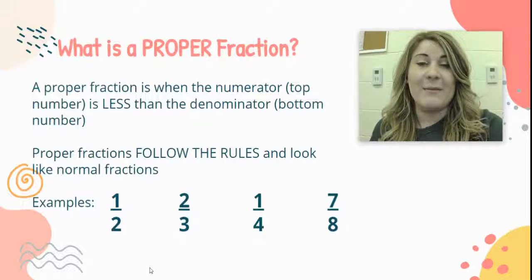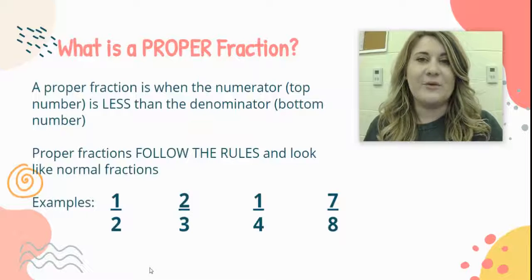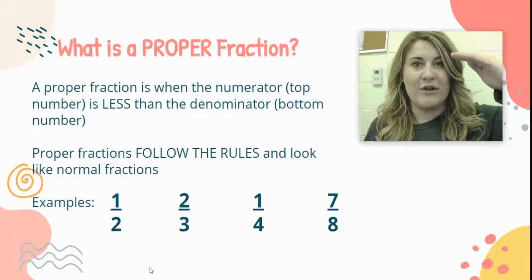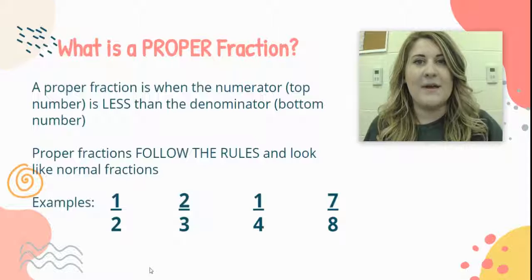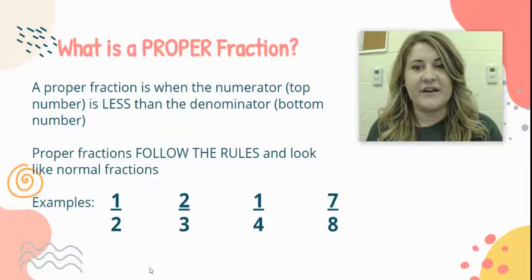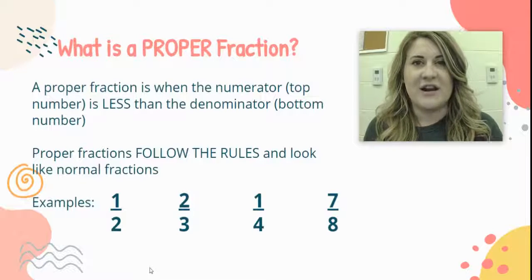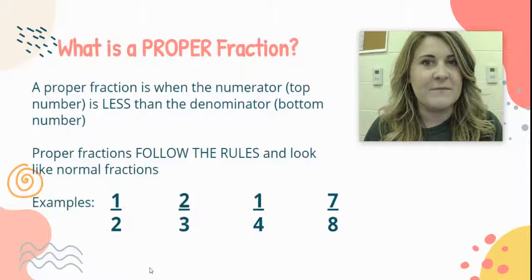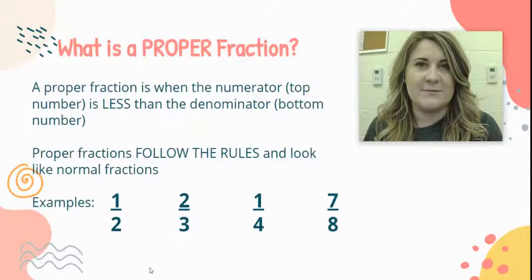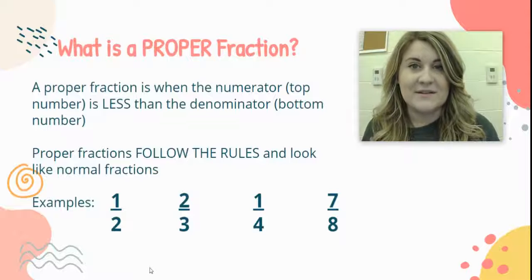Next, let's talk about what a proper fraction is. A proper fraction follows the rules. The rule is that the numerator on top is smaller than the denominator on the bottom. It means that you don't run out of space to color in on the fraction. It's a very easy way to deal with fractions. Proper fractions are very easy. That's what we've been dealing with up to this point. We're going to get more into improper fractions and whole numbers next time.